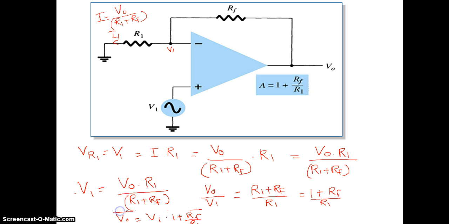And this is the output voltage. So you know that output voltage is equal to input voltage multiplied by the gain of the amplifier. So the gain we get as AV equal to 1 plus RF by R1. This is the way we derive the equation for the gain of a non-inverting amplifier.